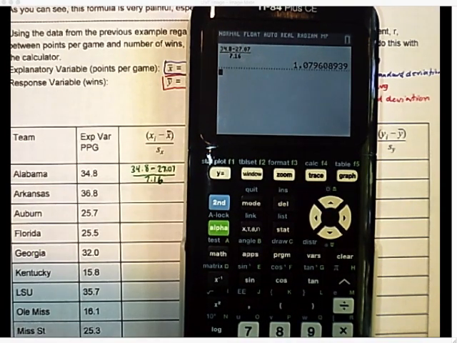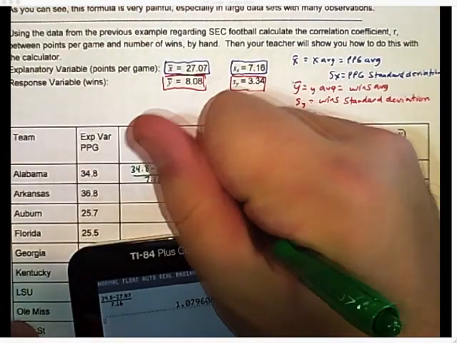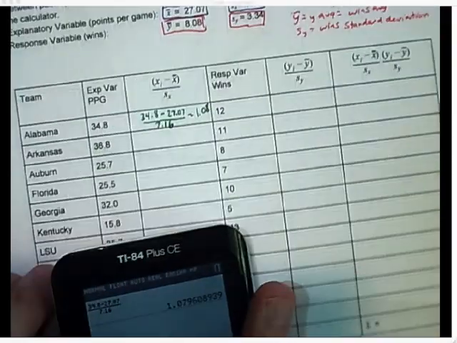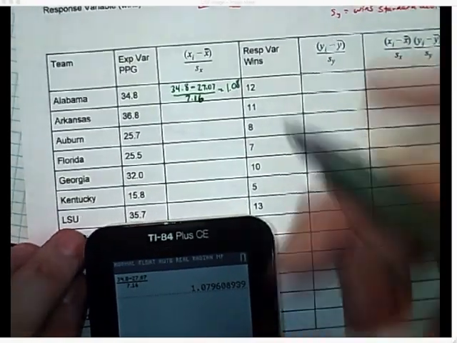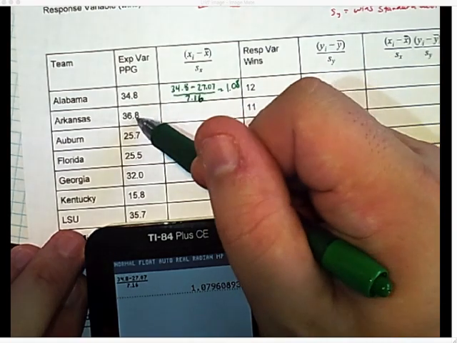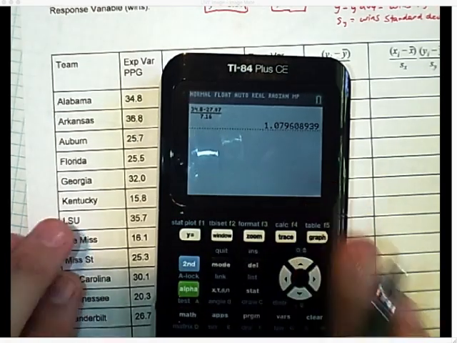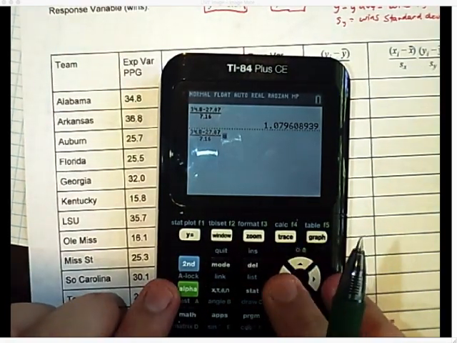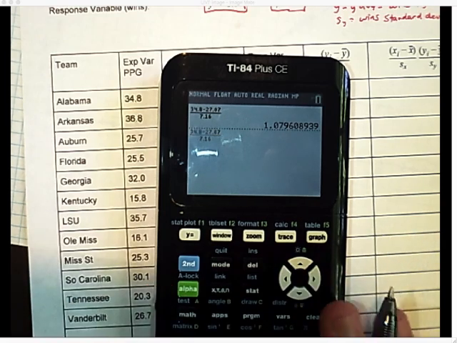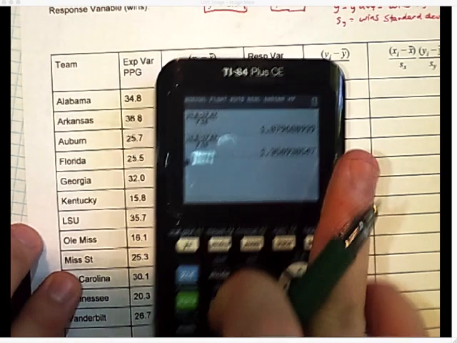So we do that and we get, I'm going to round it to two places, 1.08. And then for the next one, the only thing that would change is instead of putting the 34.8 in there, I would just put 36.8 in its place. So I'm just going to re-enter what I put and change the 34.8 to the 36.8. And that would be 1.36.